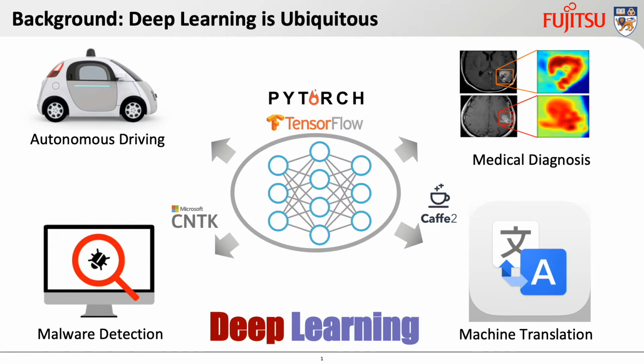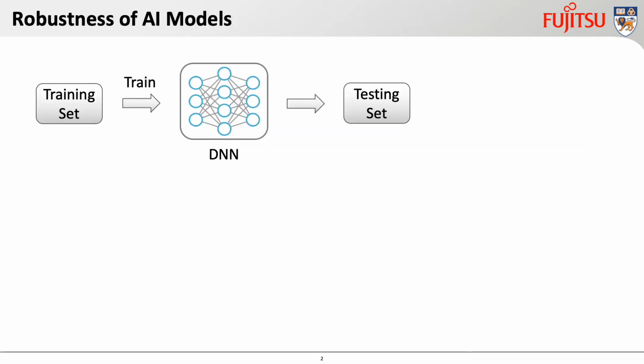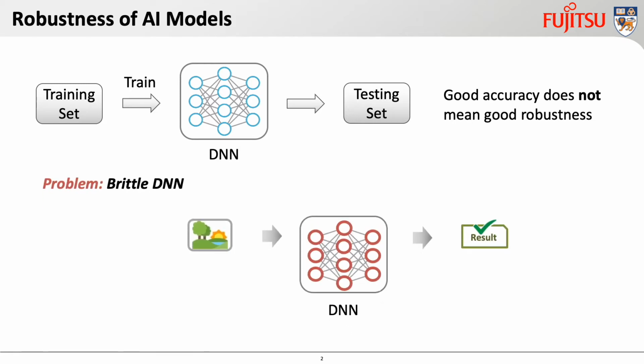In recent years, neural networks are widely applied in many applications, such as autonomous driving and medical diagnosis, and so on. By training a model on the training dataset, an AI model could achieve good accuracy on the testing set. However, good accuracy does not mean good robustness. That is, if we slightly perturb the testing set, the model will misclassify them. For instance, the model could correctly classify an image. However, after rotating the image a little bit, the model misclassifies it.